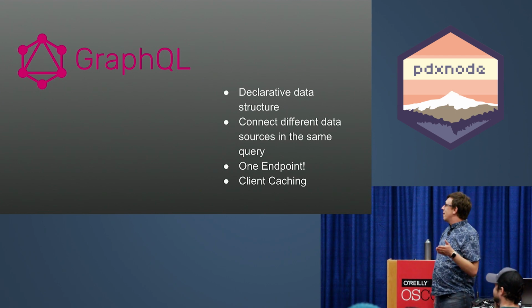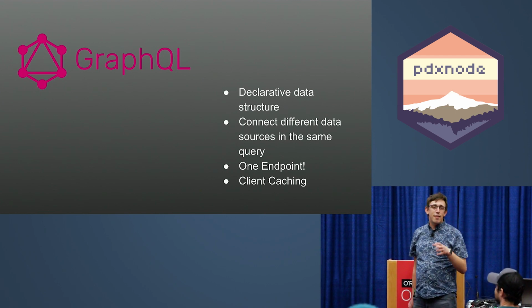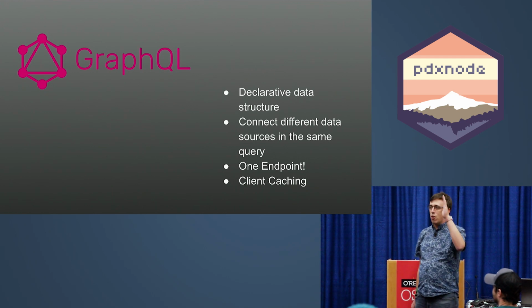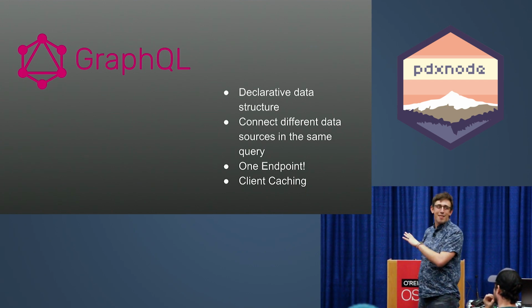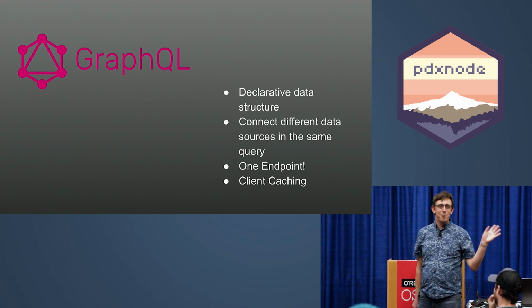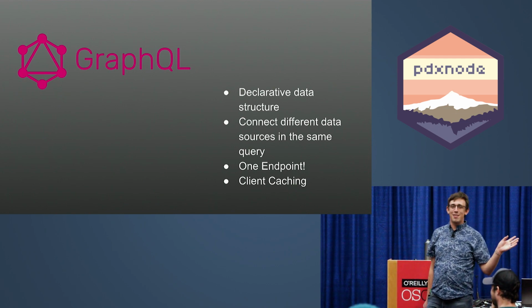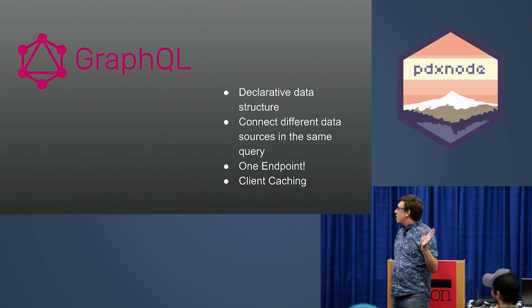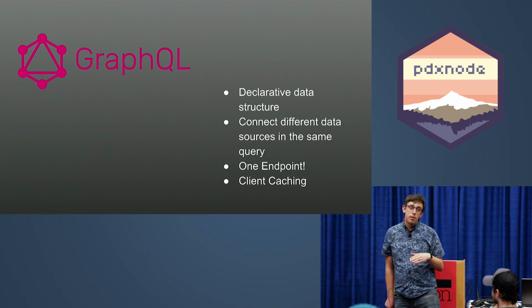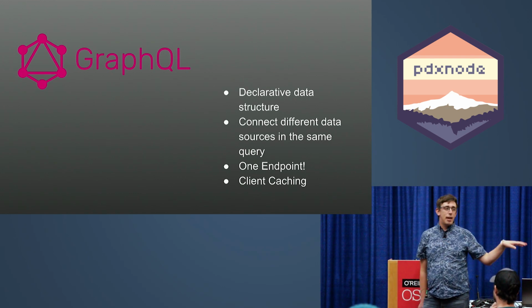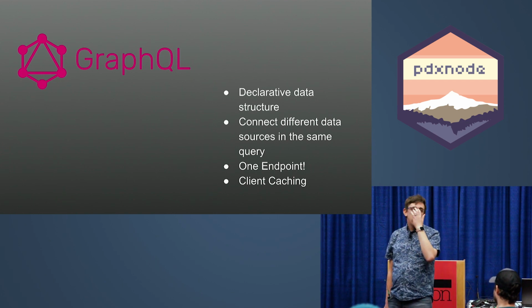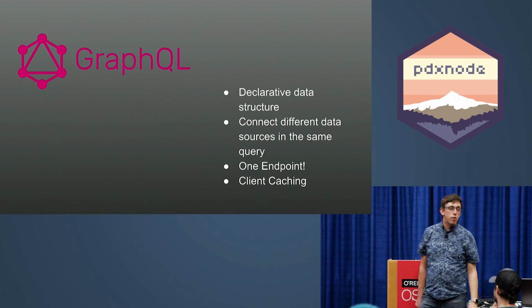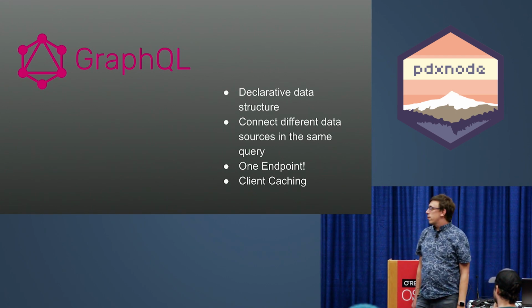So how do we do this? GraphQL creates a declarative data structure. You declare all of the different fields that your data structure has and what types they are. If you aren't familiar with type systems, this is going to be kind of new. It's not all loose and fancy-free like JavaScript as we generally think of it. You can connect different data sources in the same query. Let's say I need to get some data from a database, some from a third-party API endpoint, something from a Lambda function. You can include all of those in your GraphQL server through the resolvers.